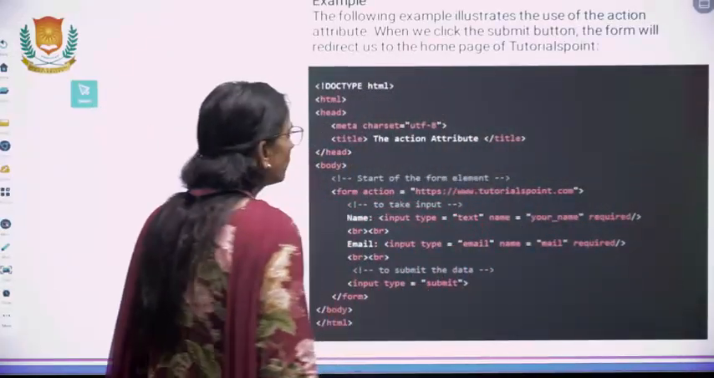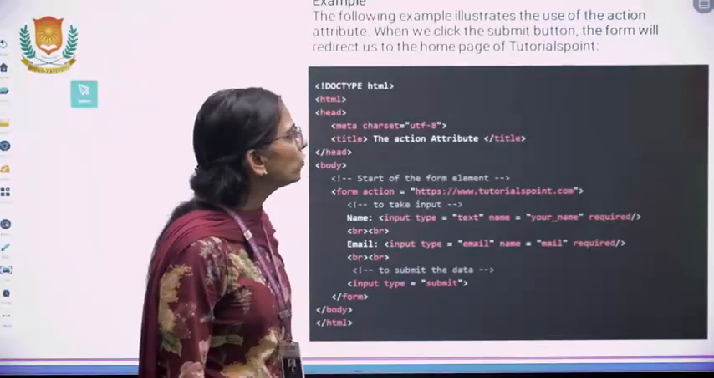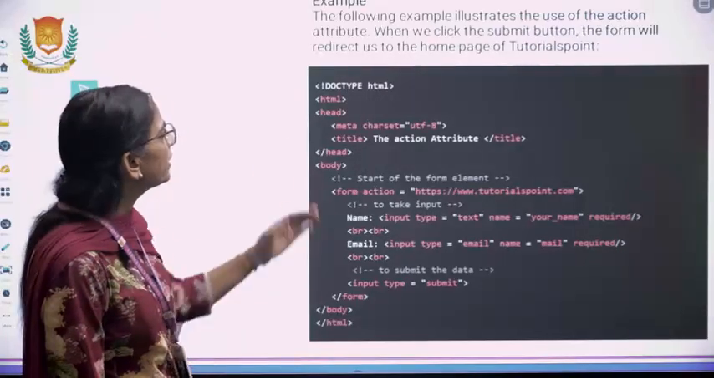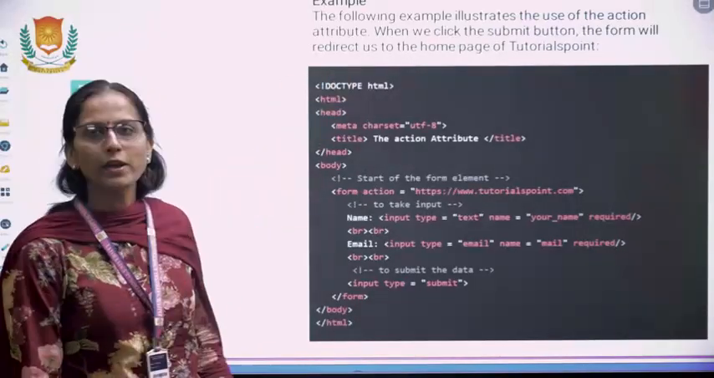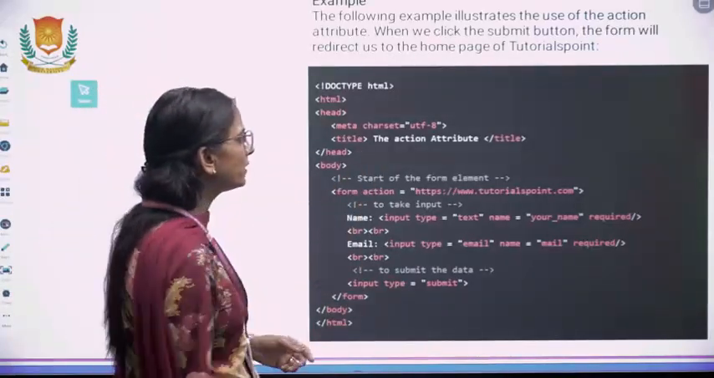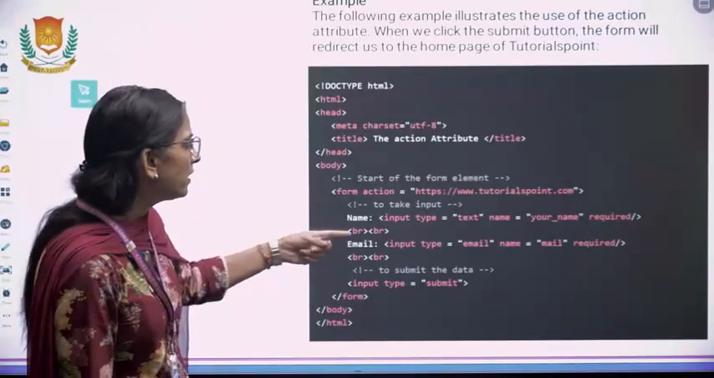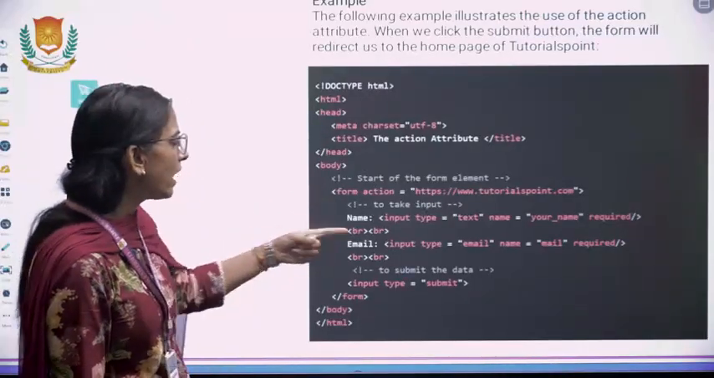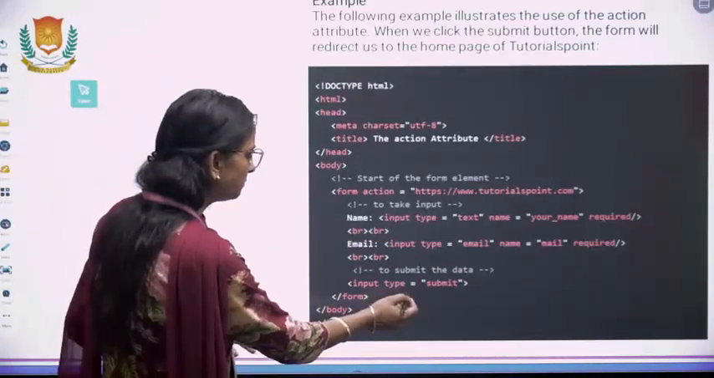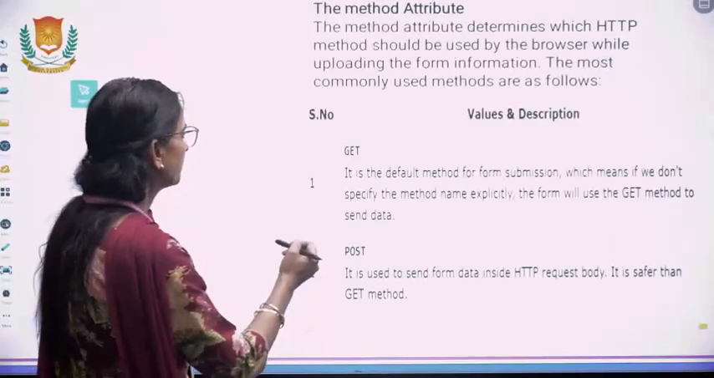See, now we have started with this. The following example illustrates the use of the action attribute. When we click the submit button, the form will redirect us to the home page of Tutorials Point. Then we have started with another example there. Input we have given, email ID we have given, and field required is given there. And now you will submit it. It will be submitted, and like this we will show it.